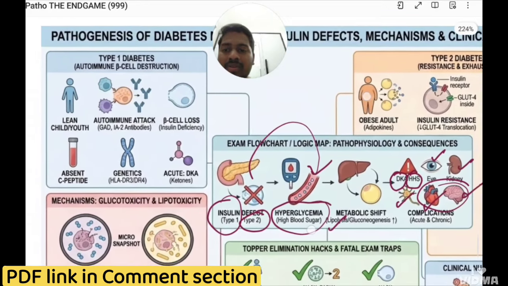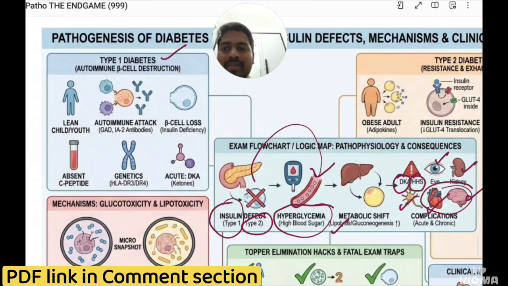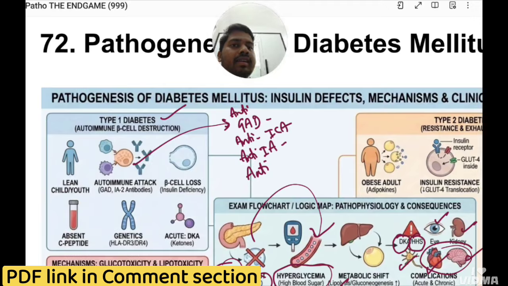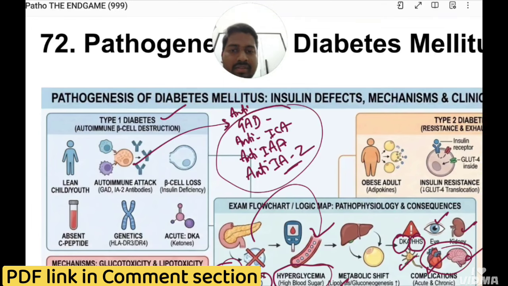So how does type 1 diabetes start? It is because of some autoimmune attack. There are mainly 4 antibodies which you should know about. One is anti-GAD, anti-glutamic acid decarboxylase. Second is anti-ICA, islet cell antibody. Third is anti-insulin antibodies, IAA, and fourth is IA2, insulinoma associated antibody 2. These 4 antibodies you will have to remember.